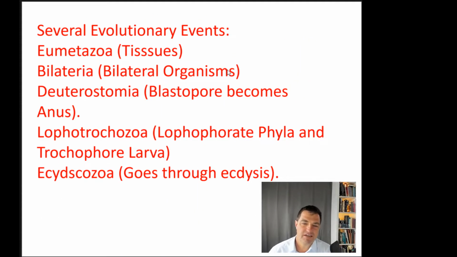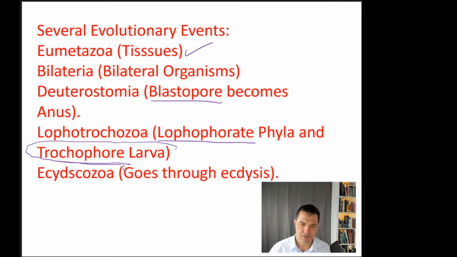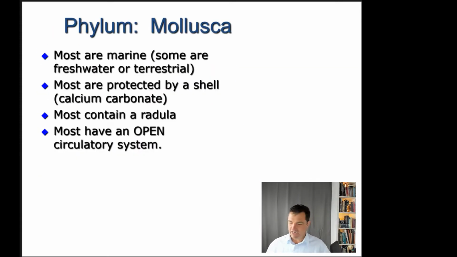And once again, this is a list of several evolutionary events. We kind of went through this already, talking about tissue levels of organization and what the blastopore becomes and so forth. The Lophophorate phyla, a little bit about the trochophore larva maybe when we talked about that larval stage, and ecdysis, shedding skin. So we'll go through those again, but let's get into the phylum Mollusca today.